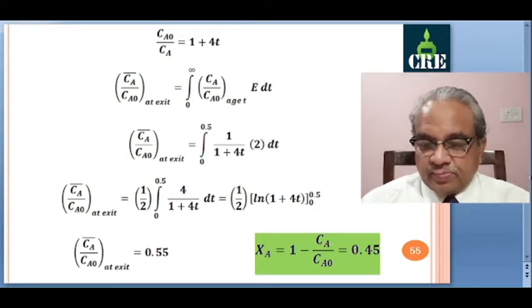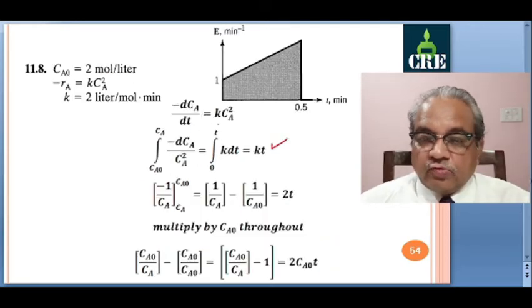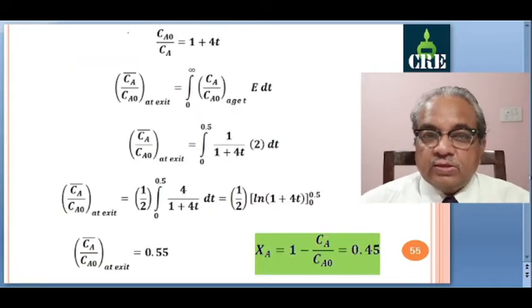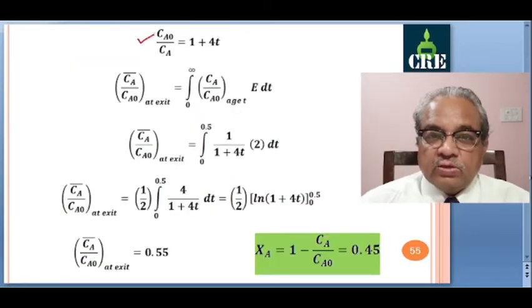Ca0 by Ca. From this, Ca0 is also 2, so 2 into 2 is 4. So 4T, if I take this to this side, then plus 1. So Ca0 by Ca is 1 plus 4T. I want Ca by Ca0, it will be 1 by 1 plus 4T.